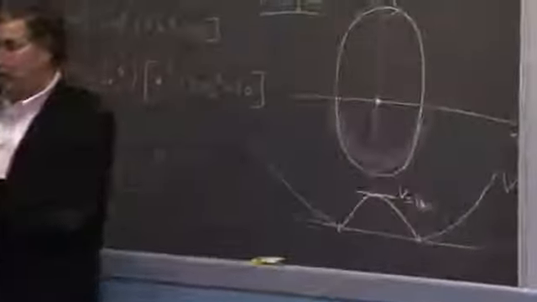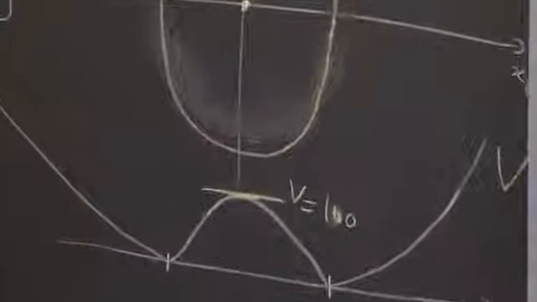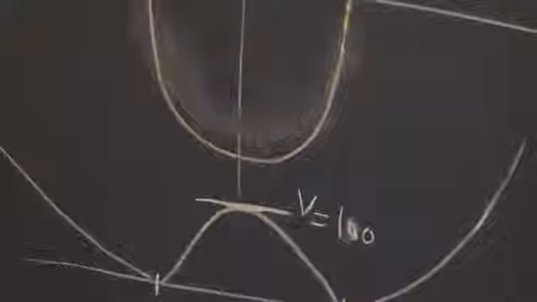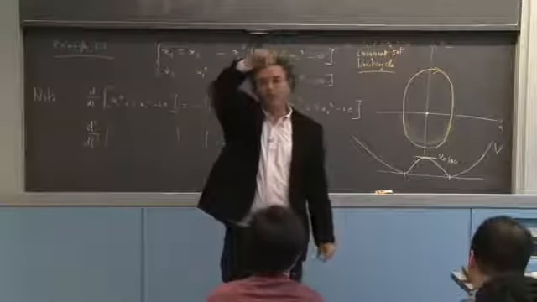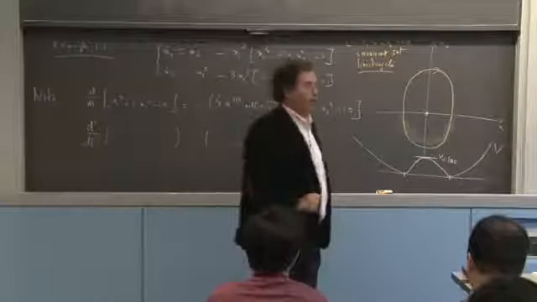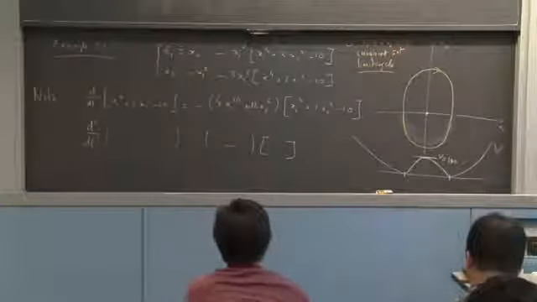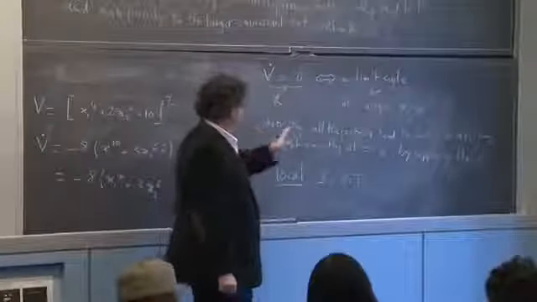So if you see this, in the plane x1, x2, you have V going to infinity as x tends to infinity. You have a bump surrounded by the limit cycle. The maximum value of this bump is 100. It's obtained at the origin. So actually, all trajectories tend toward the limit cycle unless they start exactly at x equals 0.